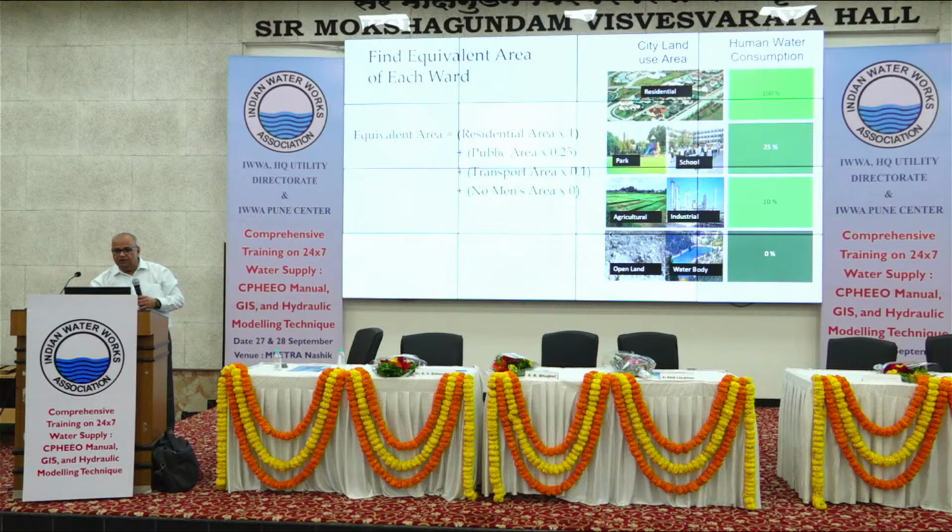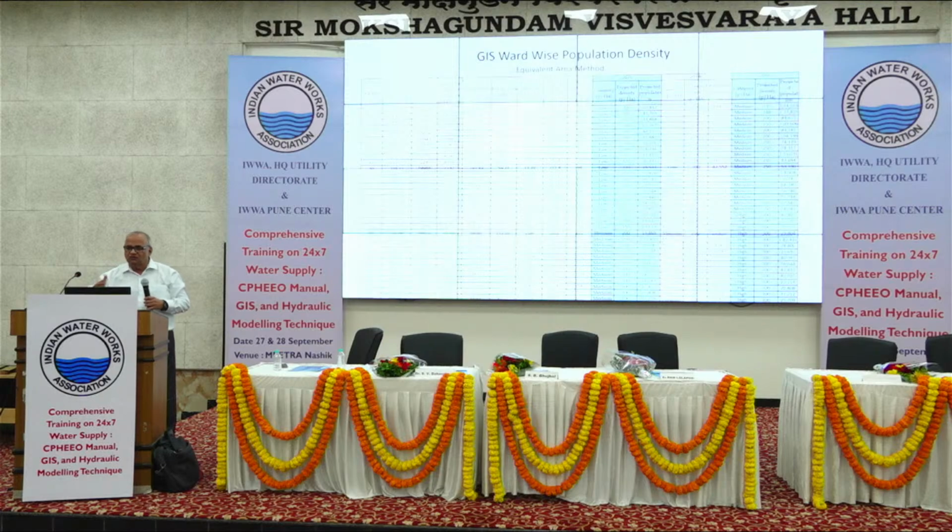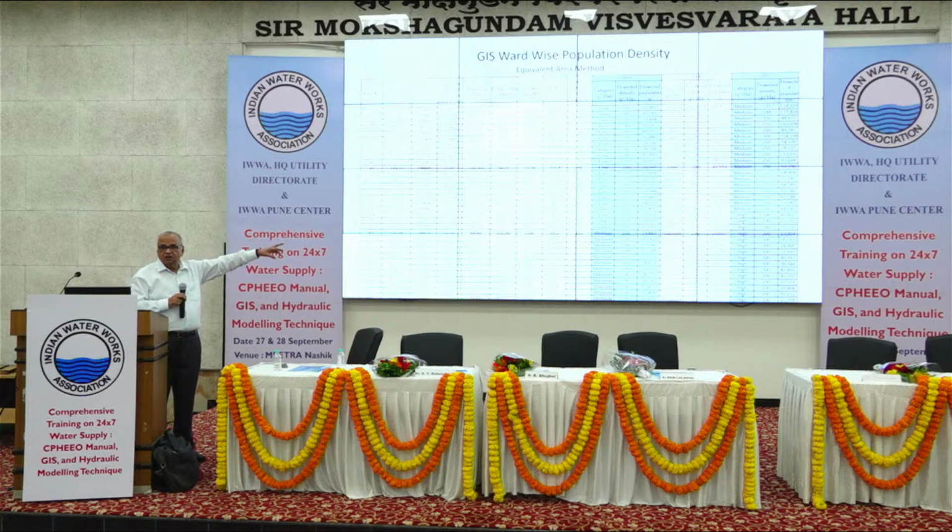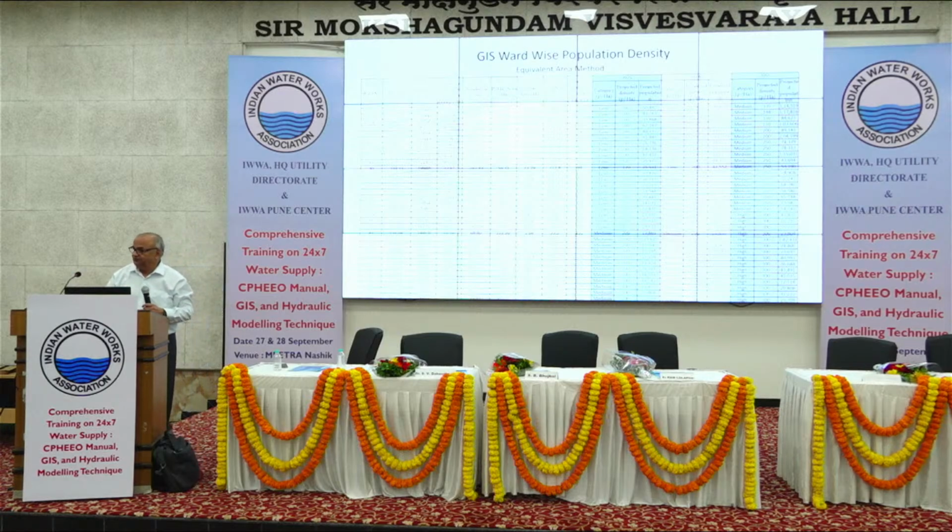All this you have to do in Excel, very easy. Then you have to project this population density for the base year, intermediate, and ultimate stage also. Then you have this shape file, and using that shape file, how this demand is to be given, now I'm going to show you on WaterGEMS.